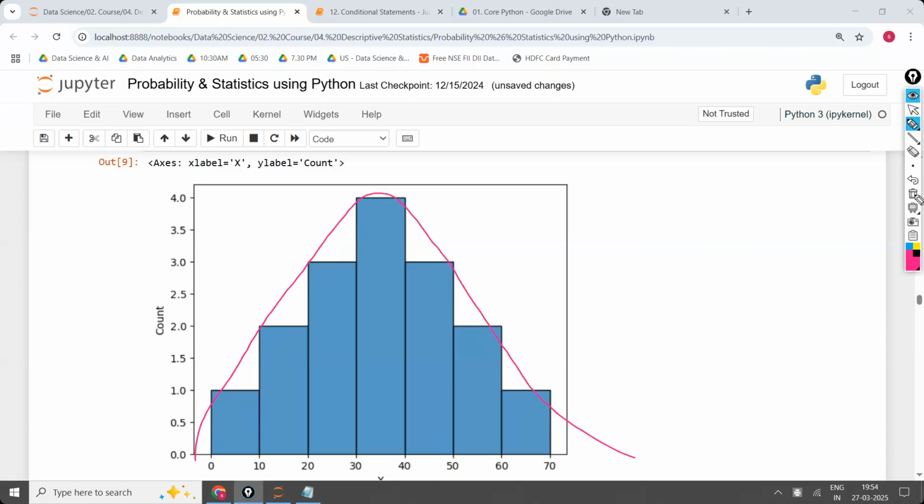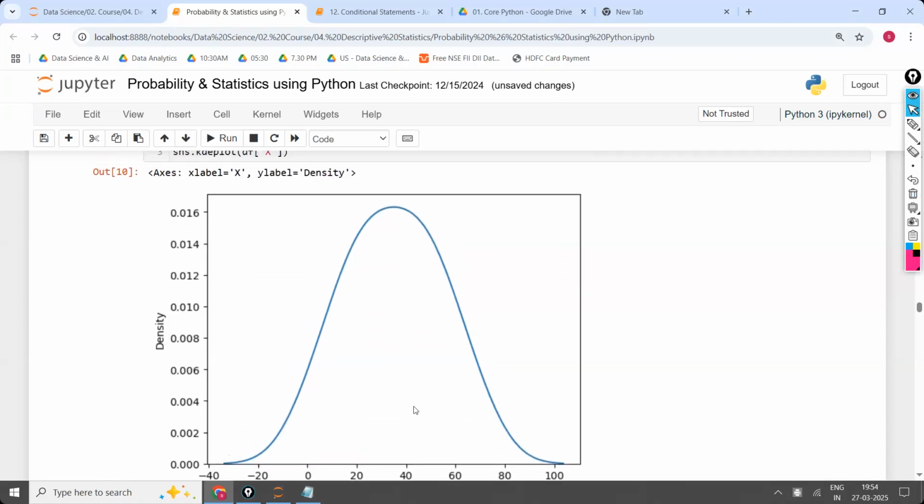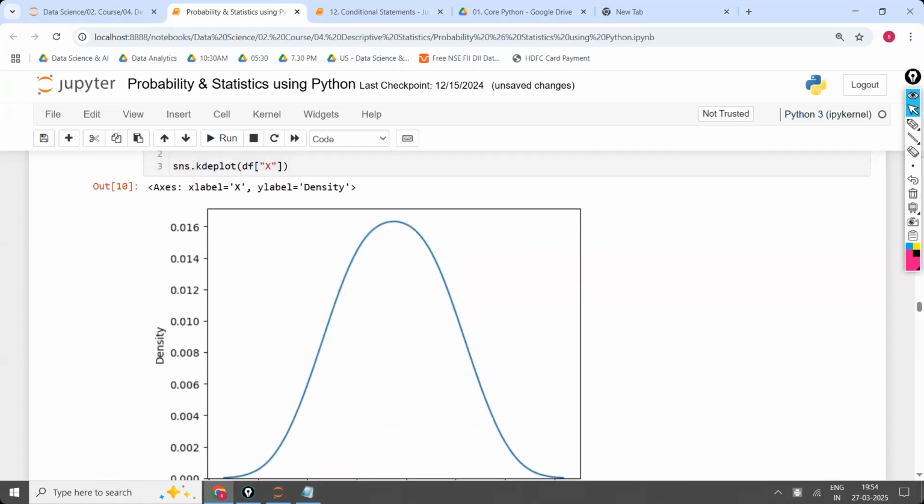Right, now here, kernel density estimation. This is the curve. And in this curve, just observe from the center. Center means this one. From the center, whether both the left side and right side are the same? Yes. So it is normally distributed data.